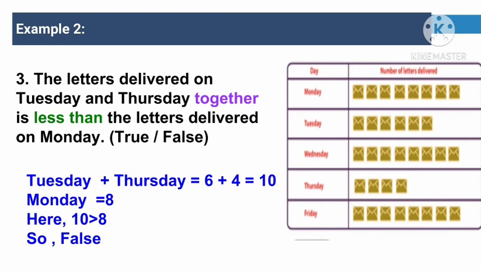Next question from the same pictograph. The letters delivered on Tuesday and Thursday together is less than the letters delivered on Monday. True or false? So first you have to find out how many letters he delivered together on Tuesday and Thursday. Tuesday he delivered 6 letters. Thursday he delivered 4 letters. So totally he has delivered 10 letters. But on Monday he delivered only 8 letters. They are asking whether Tuesday and Thursday together is less than Monday. But actually 10 is greater than 8, right? So the statement is false.